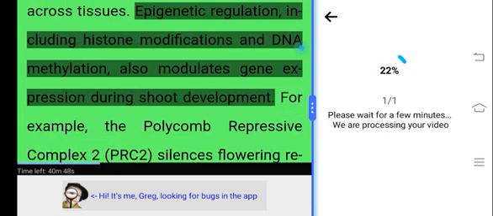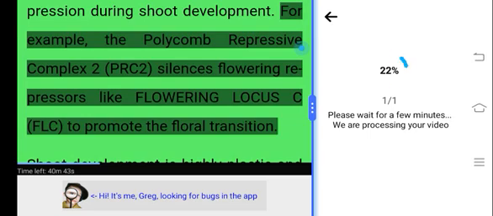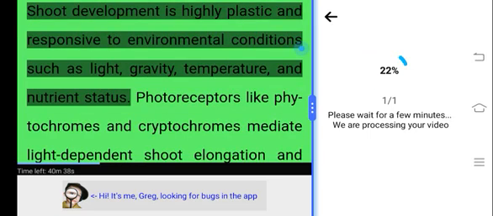Epigenetic regulation, including histone modifications and DNA methylation, also modulates gene expression during shoot development. For example, the polycomb repressive complex 2 (PRC2) silences flowering repressors like Flowering Locus C (FLC) to promote the floral transition. Shoot development is highly plastic and responsive to environmental conditions such as light, gravity, temperature, and nutrient status.